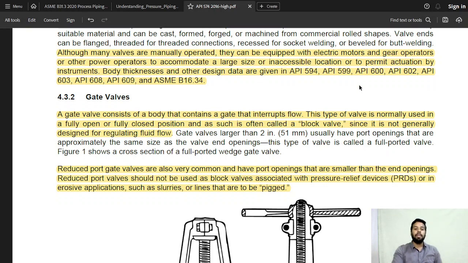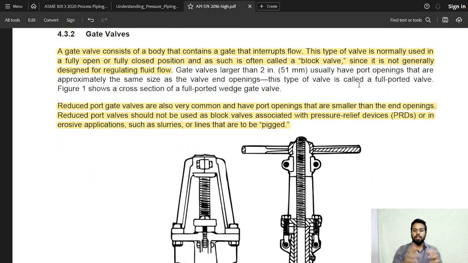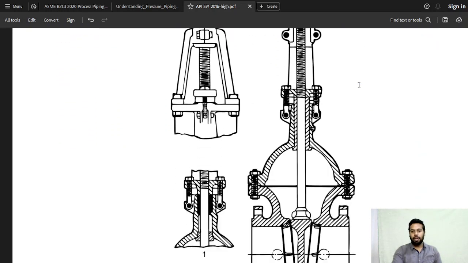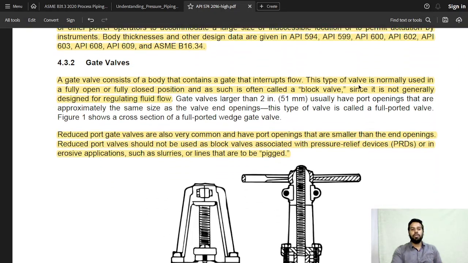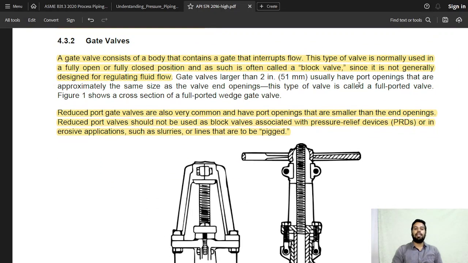Okay. Next is gate valve. This is a gate valve. This is the diagram of a gate valve. Just remember what is a gate valve, you'll understand it. A gate valve consists of a body that contains a gate that interrupts the flow. So you have a gate. If you stop the gate, the flow will stop as well.